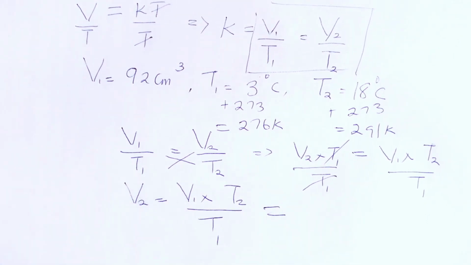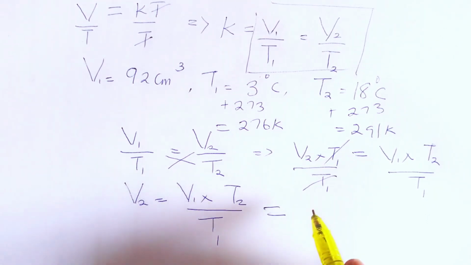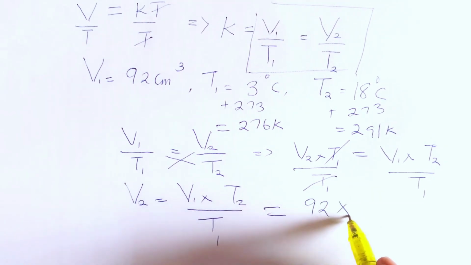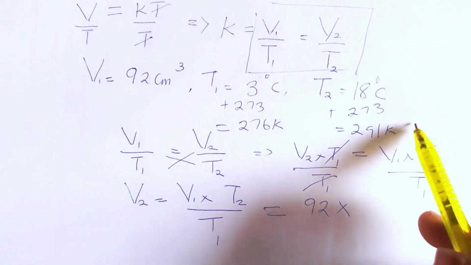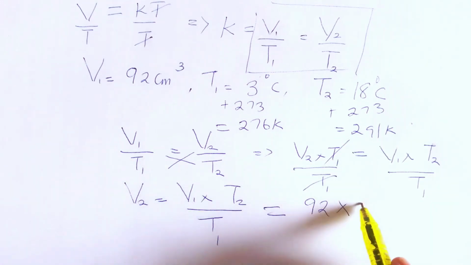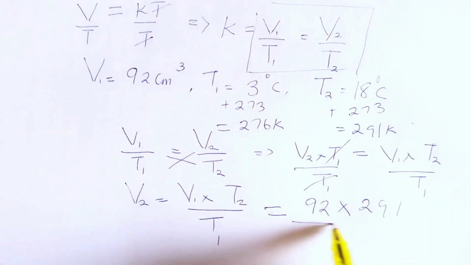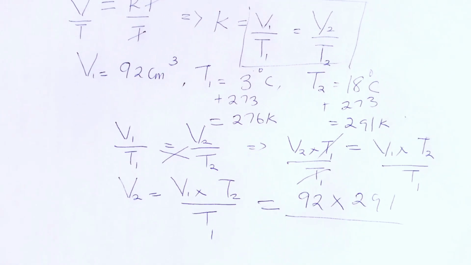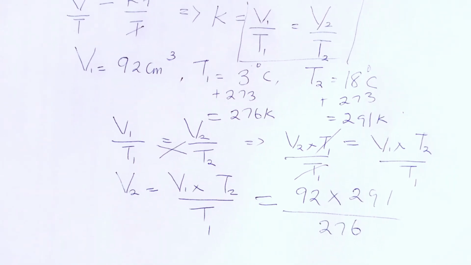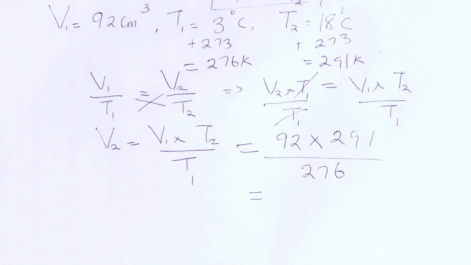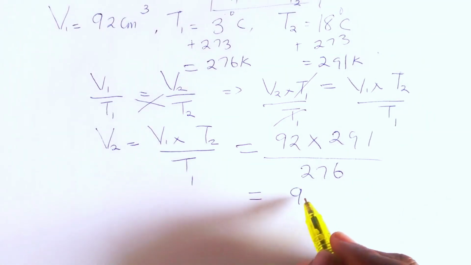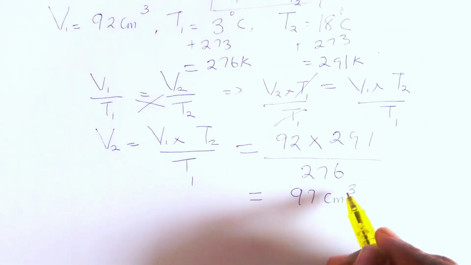Let's input that now. Our V1 is 92 cm3 times our T2, which is 291, all over our T1, which is 276. If we input this in our calculator and punch, we're going to have 97 cm3. So this is our answer.